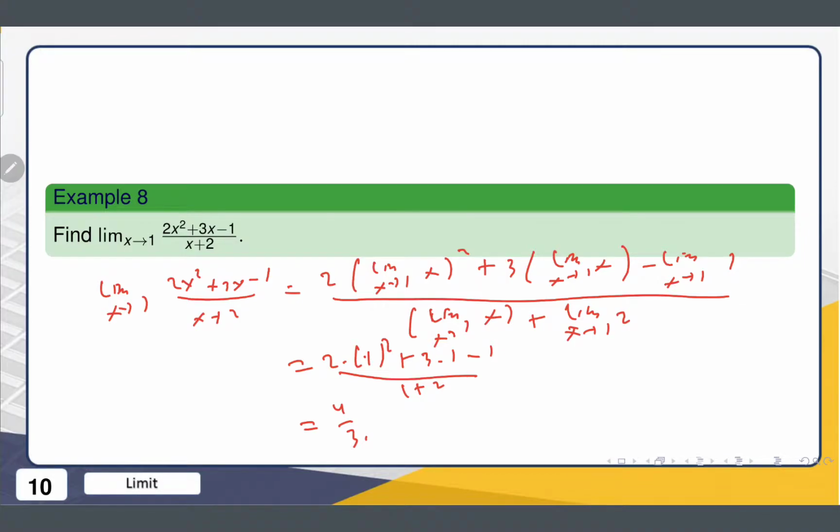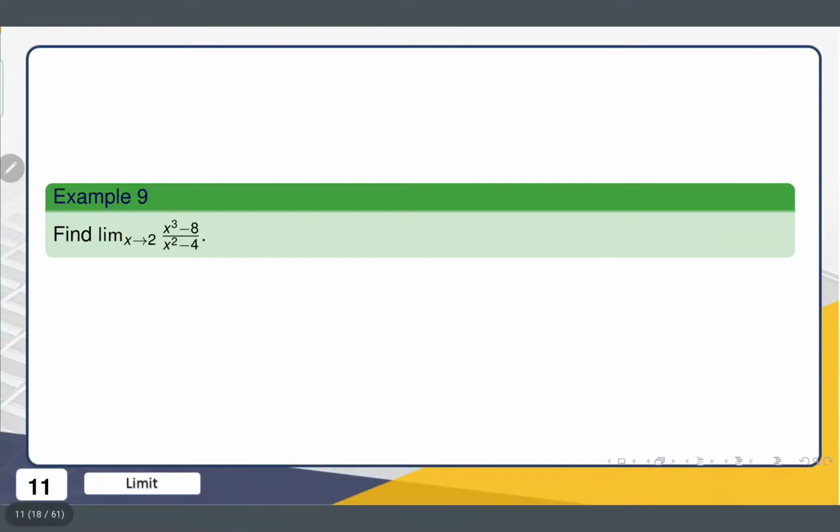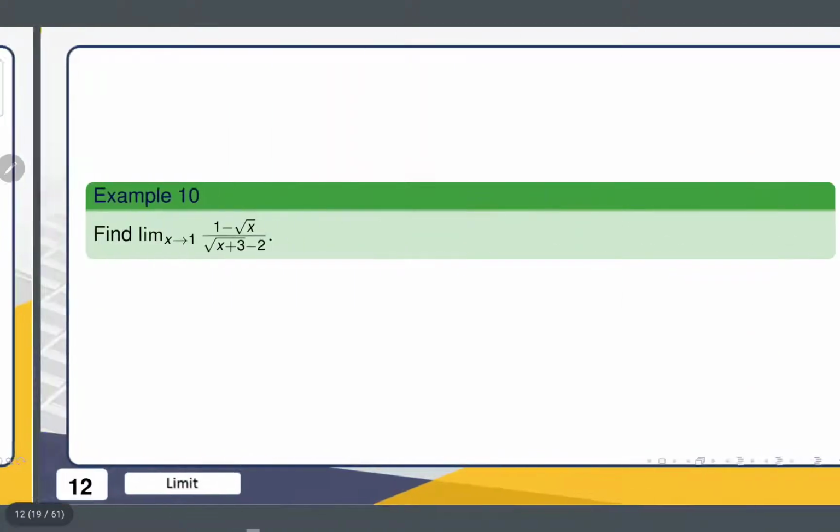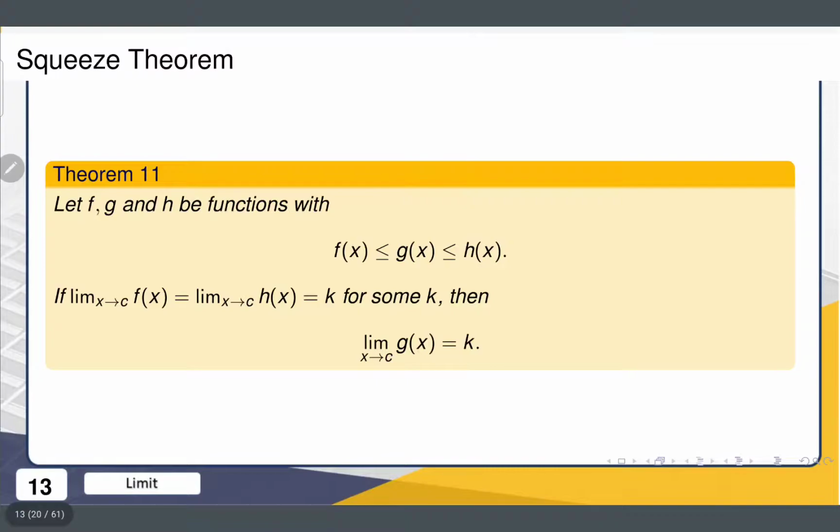So this is the reason why in some cases you can plug the value of c into your x, because you have the properties of limit. So hopefully you can catch the concept behind it. So you are not only trying to substitute the value, but you know the reason behind it.